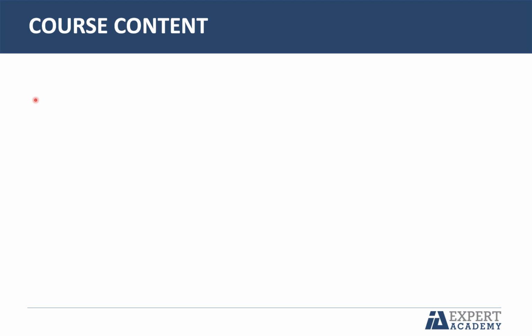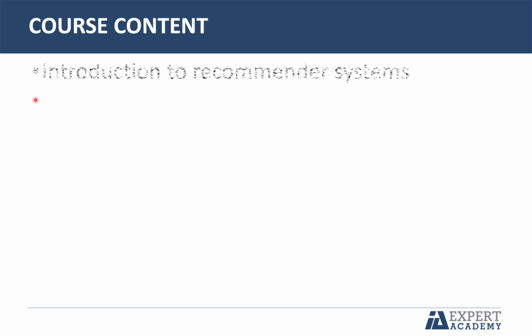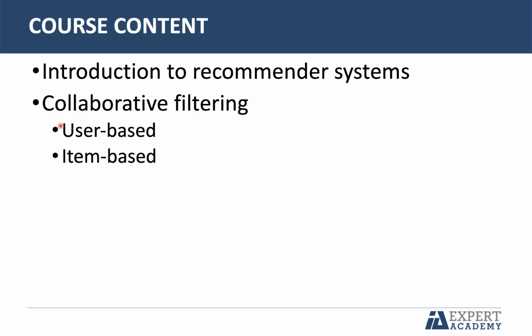Now let's look at the main topics that will be covered in this course. First, you will have a brief introduction to recommender systems, as well as some examples of practical applications. After, you will learn the theory and implementation of one of the main algorithms, which is collaborative filtering. You will learn two ways to implement this technique: user-based filtering and item-based filtering.